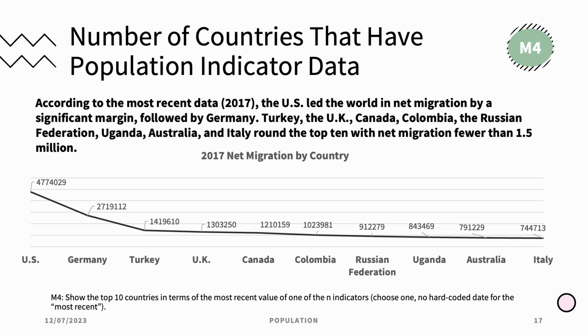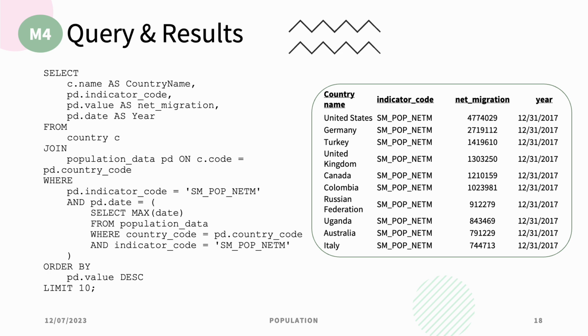For M4, we looked into net migration in the year 2017, which is our most recent data. In 2017, the US has the highest net migration, followed by Germany. The other countries, Turkey, UK, Canada, Colombia, Russian Federation, Uganda, Australia, and Italy are also in the top 10 in terms of net migration, but they have fewer than 1.5 million. And this is the code that we ran to get our results.